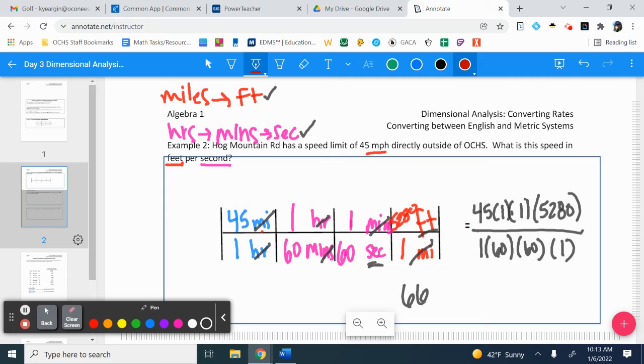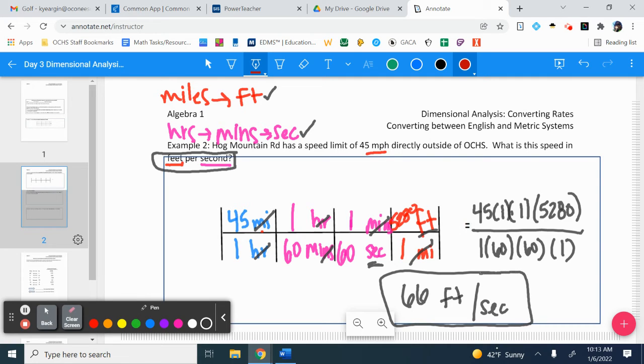Now just don't forget about what my final unit of measure should be. If you don't put it, I'm going to assume gummy bears and you'll lose points. So it is 66 feet per second that we're looking for here.